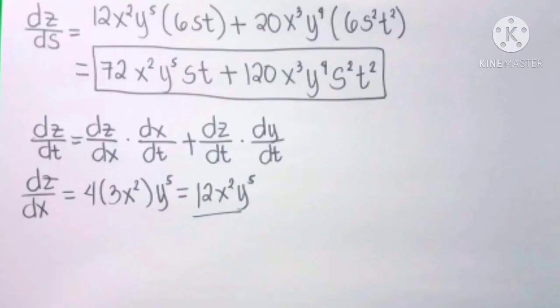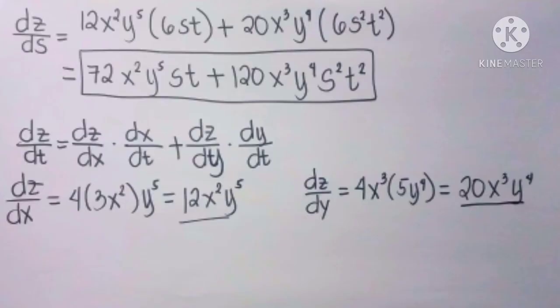So now let's do the math. The partial derivative of z with respect to x equals 4 times 3x squared y raised to the power of 5, so we have 12x squared y raised to the power of 5. And then dz over dy equals 4x cubed times 5y raised to the power of 4. So the answer is 20x cubed y raised to the power of 4.